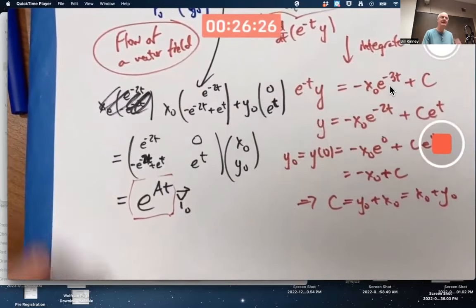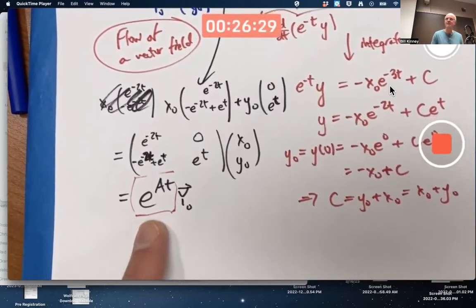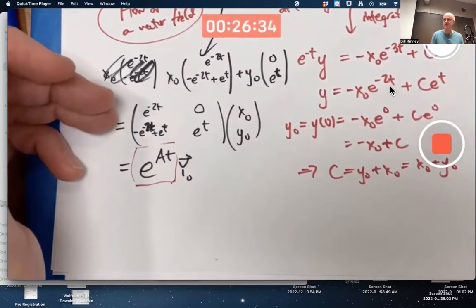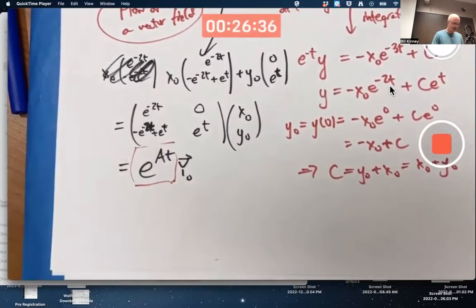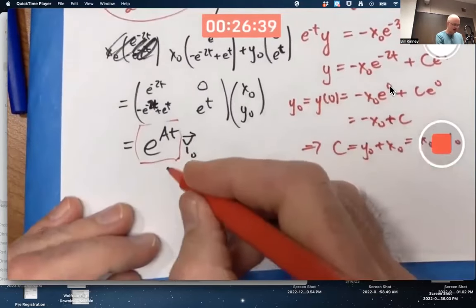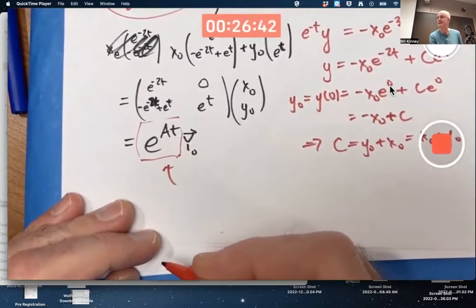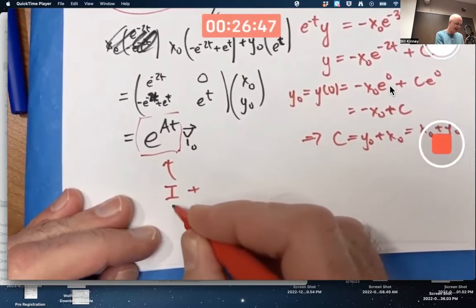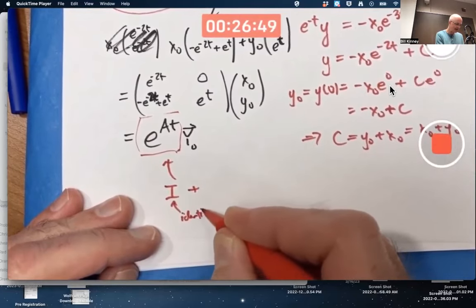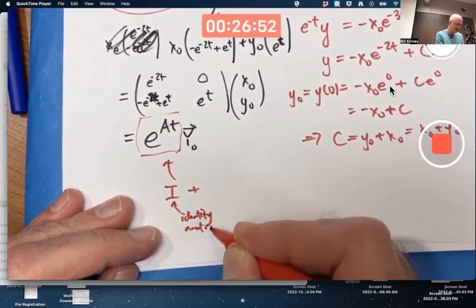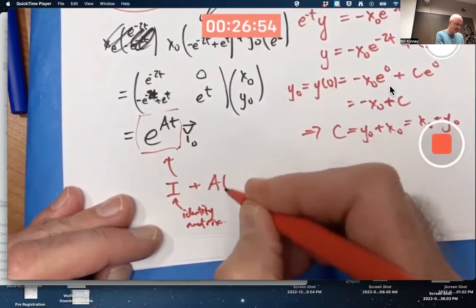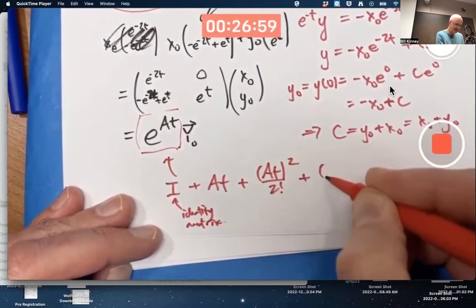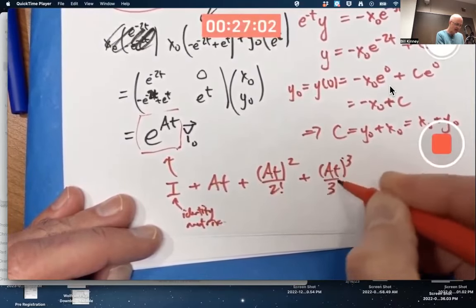You can define e to the AT in a more rigorous way than just saying it's the answer that you get out here. I'll tell you how you define it right now. You define it as an infinite series of matrices. Oh, what did I just say? I, the identity matrix, plus A times T plus (A times T) squared over 2 factorial plus (A times T) cubed over 3 factorial.